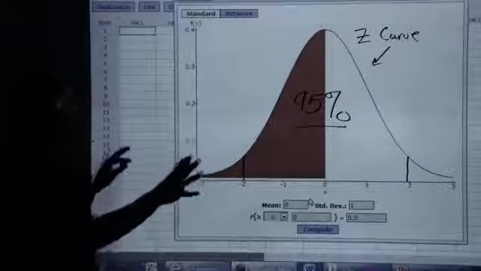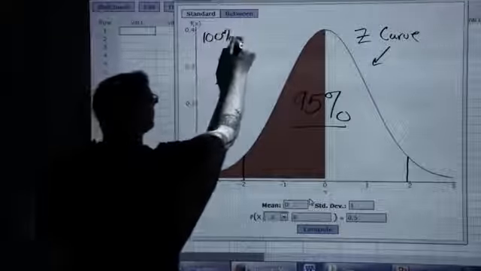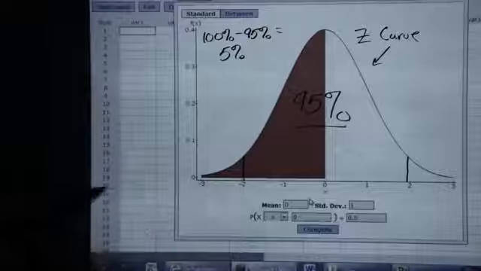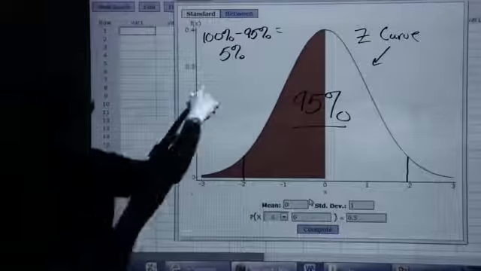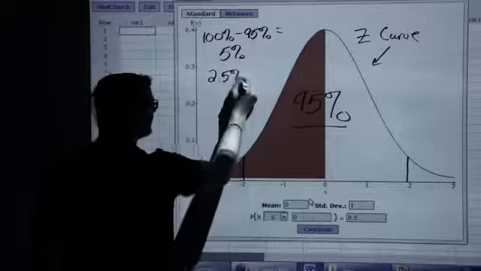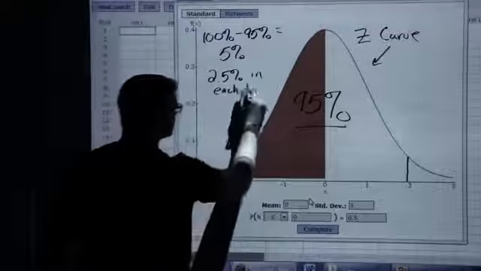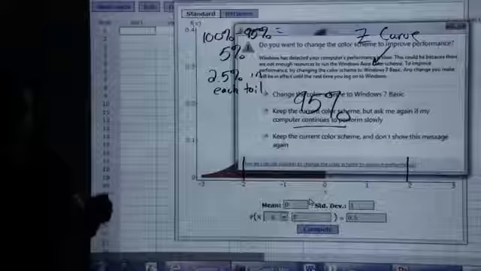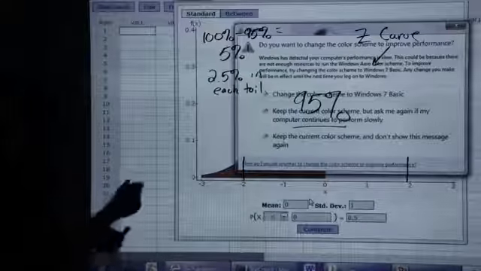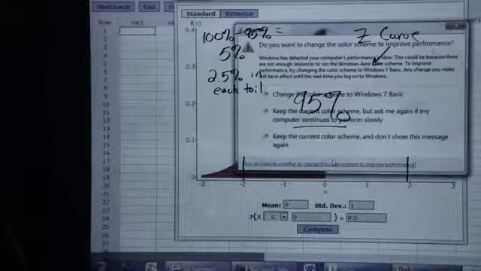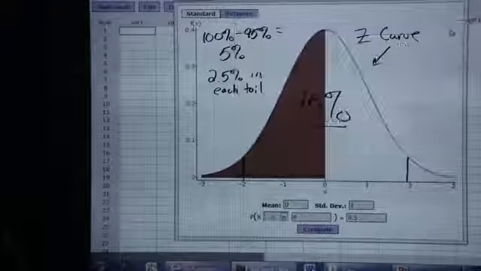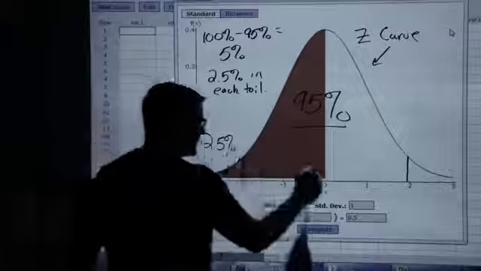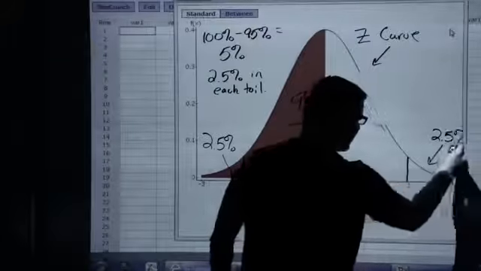How much is left over? 100% total. I've used up 95%, so it's not shaded properly now. 5%, if I cut it in half, is 2.5% in each tail. The in-betweener really doesn't let me put area in the center and give me the two values. I know why. Some error messages here with our campus technology. We'll just close that out. 2.5% down in this tail here, students. 2.5% in this upper tail here.